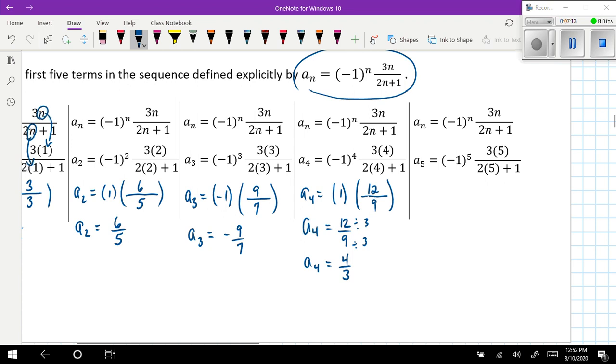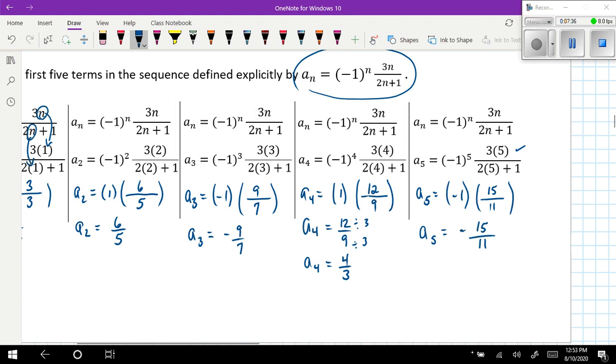Okay. And now we're moving on to a sub 5. Negative 1 to the fifth is going to give me negative 1. And this fraction that we have here, 3 times 5 on my numerator is going to give me 15. 2 times 5 is 10, plus 1 is 11 on my denominator. So a sub 5 is equal to negative 15 over 11.